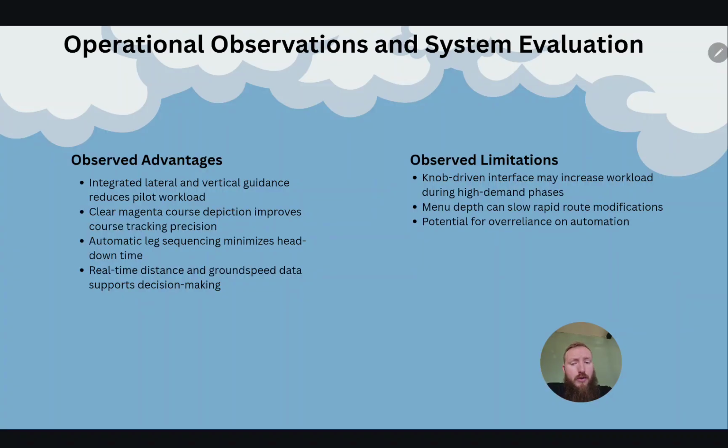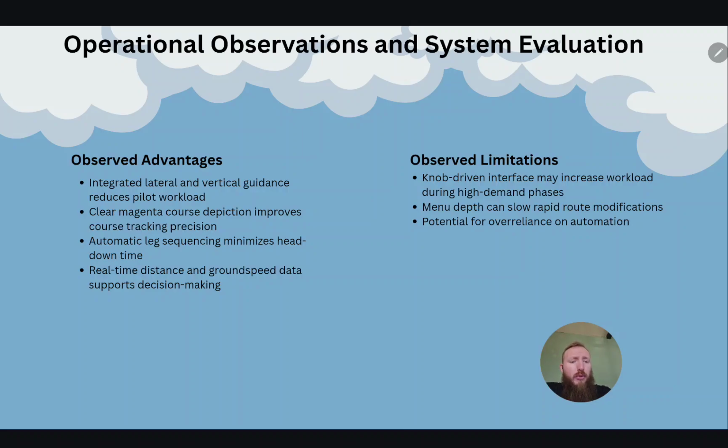So some of my observations for this. The advantages were the integrated lateral and vertical guidance that reduced the pilot workload, clear magenta course depictions that improved course tracking precision, automatic leg sequencing, which minimized head-down time, real-time distance and ground speed data, which supports good decision making. And all those are positives that are really cool.